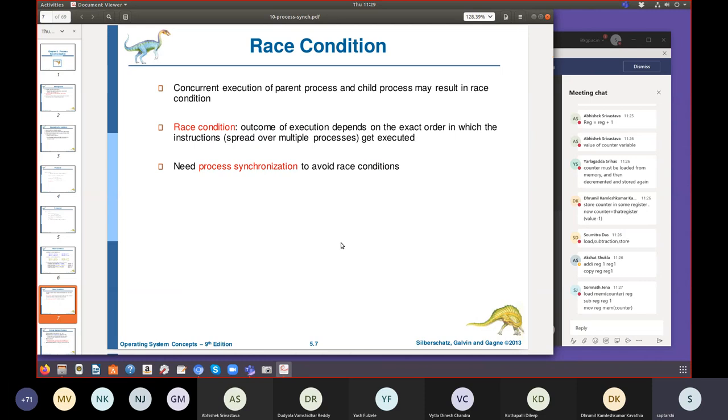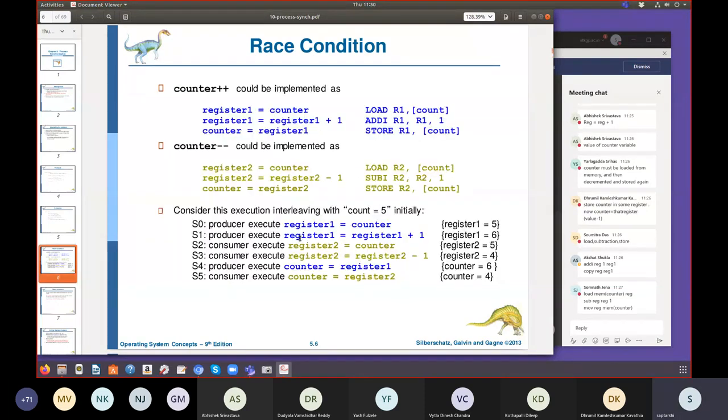So what we understand is that concurrent execution of, similarly, parent process and child process may also result in race conditions. In fact, concurrent execution of threads may also result in race conditions. And so what is a race condition? We will use this term often. A race condition is a condition where the outcome of execution depends on the exact order in which the instructions, which can be spread over multiple processes, get executed. Right? So exactly what we saw in the previous slide. Let me go back. This is a race condition.